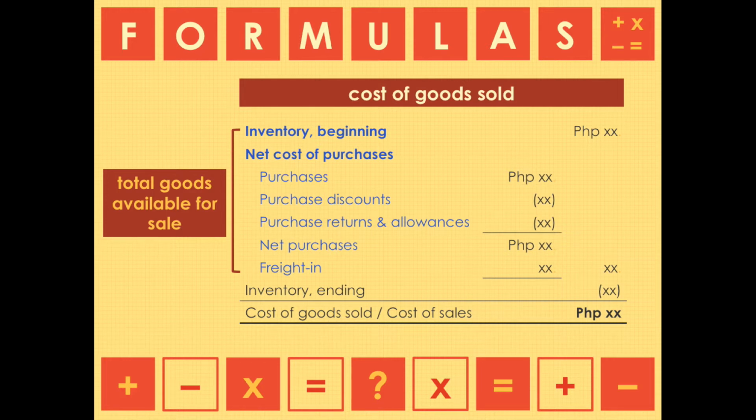And by deducting the amount of inventory ending, or the amount of inventory that remains unsold as of the end of the period, from the total goods that could be sold during the period, we get the portion that has been sold, or the cost of goods sold, which is also referred to as the cost of sales.